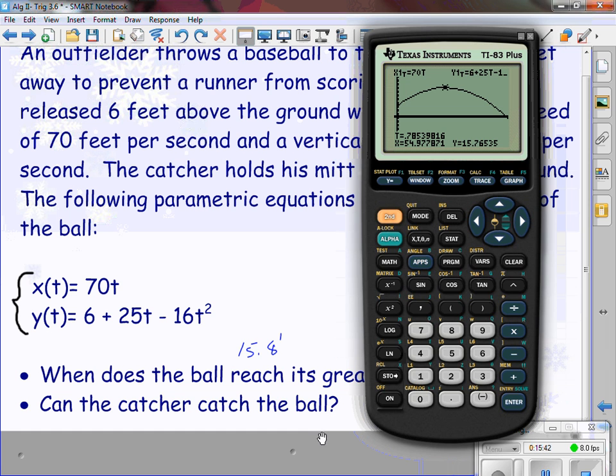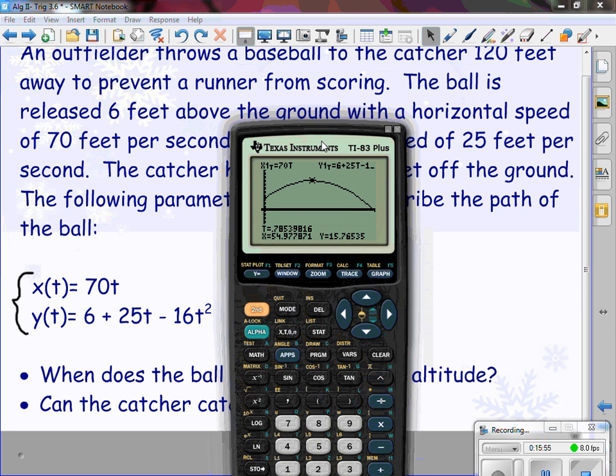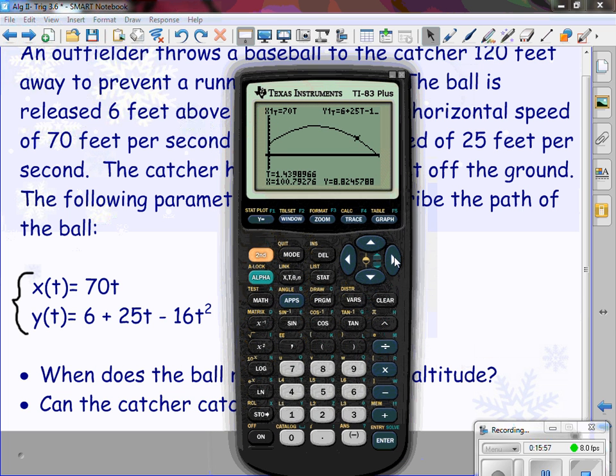Now we want to know, does the catcher catch the ball? How high is the catcher's glove from the ground? 2 feet. So he's got to catch it before it hits. He's 120 feet away, right? Here's 119. At 119, how high is the ball off the ground? 2.2. Would he catch it? Yes. It's off a little bit, maybe a couple inches, but that's about it. He would catch the ball.